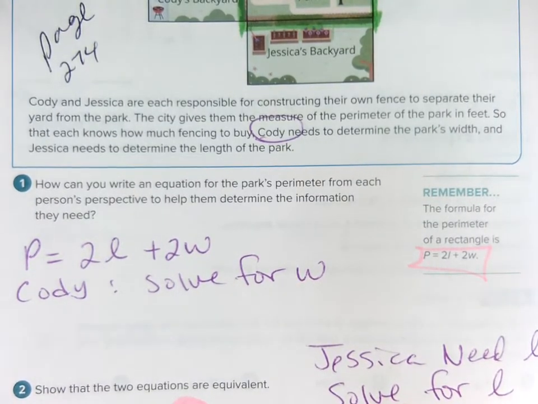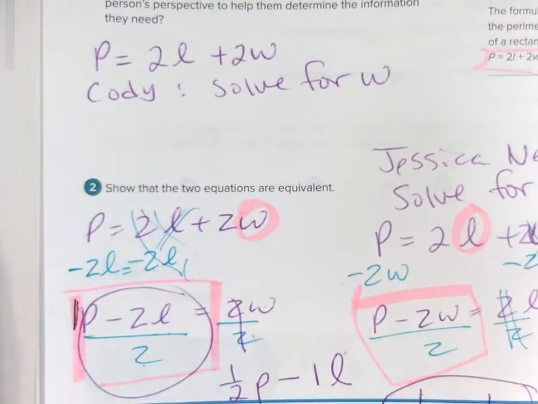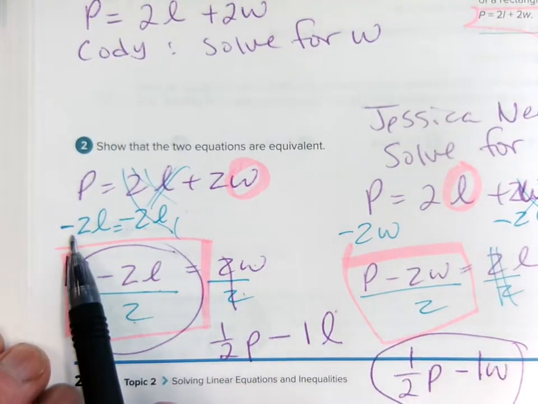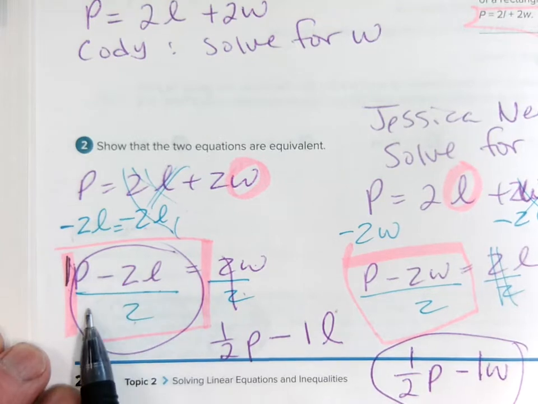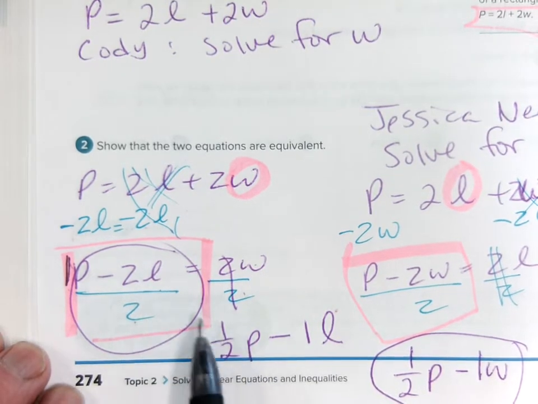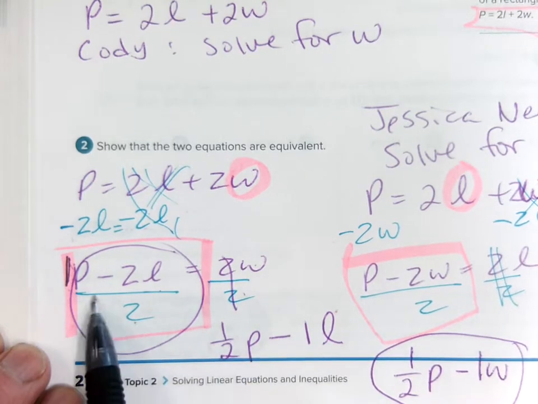Okay. Jessica, though, needs the same thing. Oh, sorry, you didn't see that. I'll back you up. My bad. Minus 2L. Okay. Bring down the 2, divide by 2. That's my answer. Or 1/2 P minus 1L.